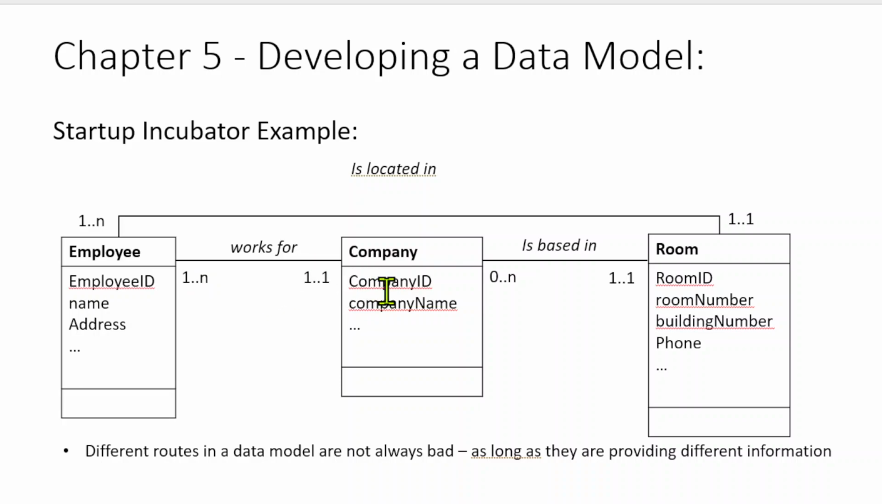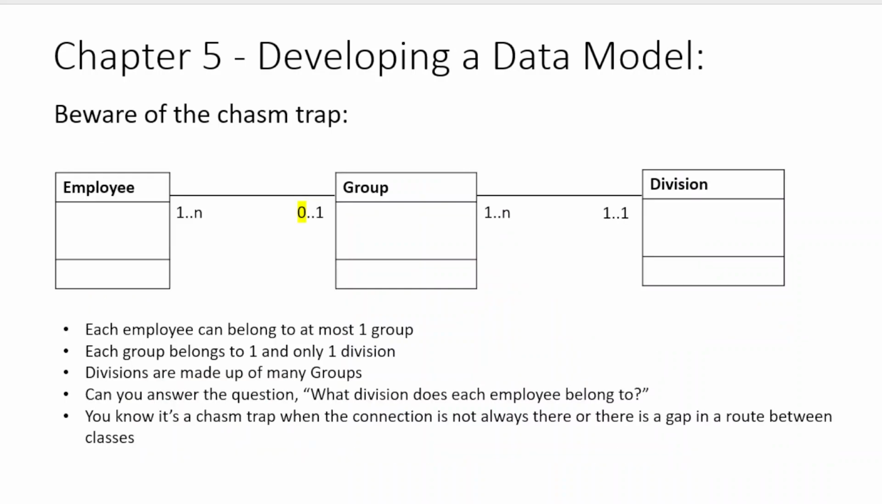employee can work for a company, and we know the company's in a room. So we can infer the employee is in a certain room based on which company he's working for or she's working for. Okay, so let's go ahead now into the chasm trap.